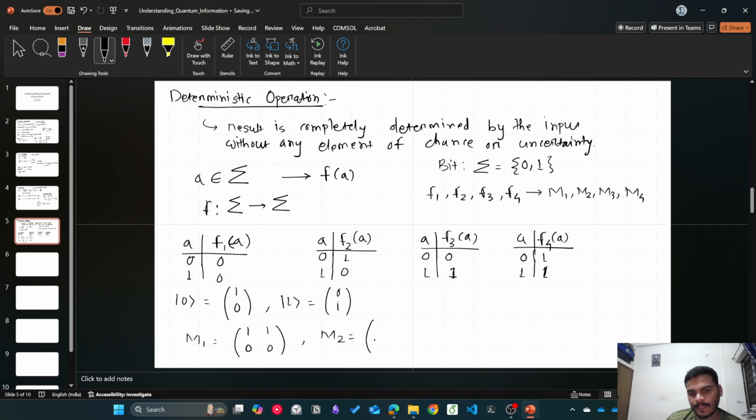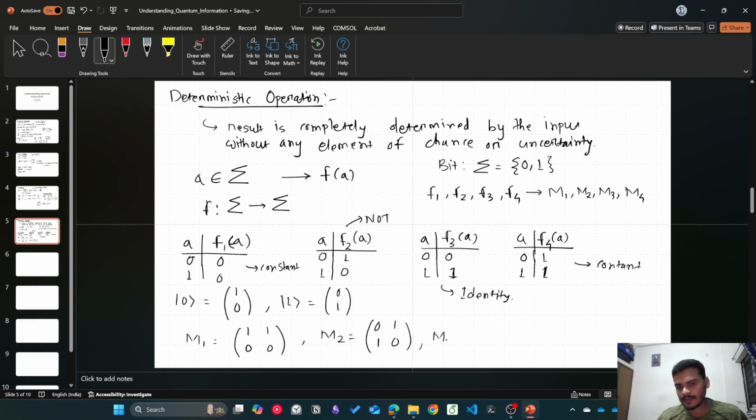M2 will look like 0 is going to 1, so it is 0, 1. And 1 is going to 0, so it will be 0. So it's a NOT operation. It's flipping the bit, right? M1 is a constant operation. It's not doing anything. Everything it is just making it 0. Similarly, this is also a constant operation. And this is an identity operation, right? It is keeping the element same, 0 to 0, 1 to 1. So these two are kind of balanced operations because the number of zeros and ones in each side is similar.